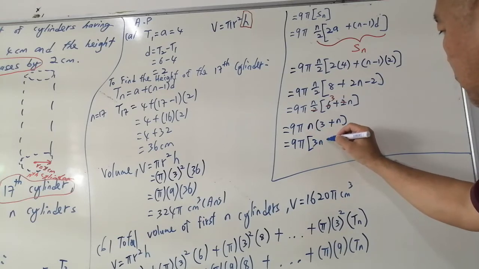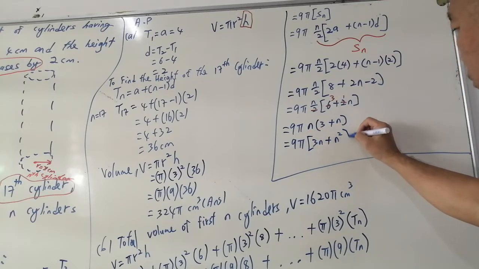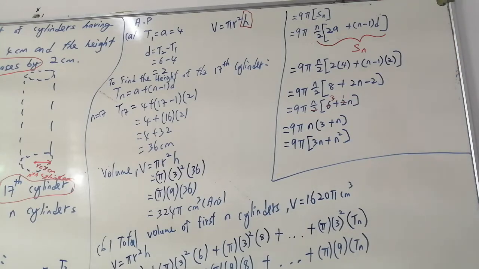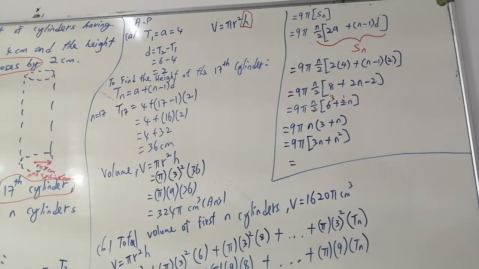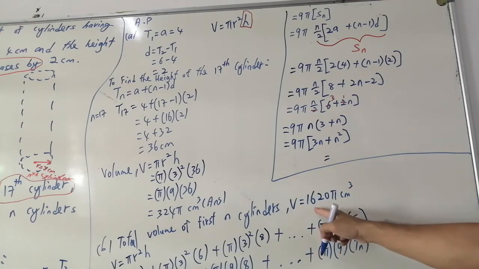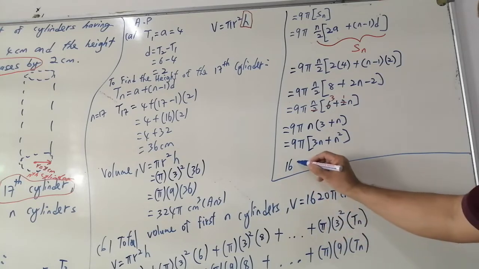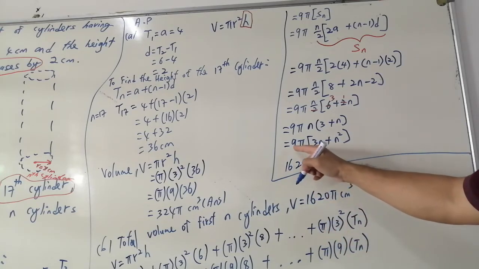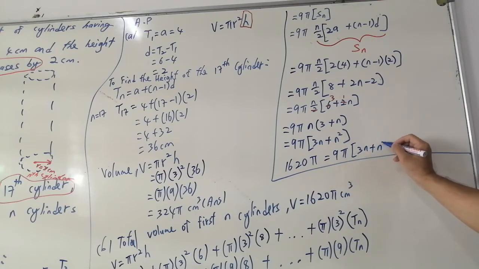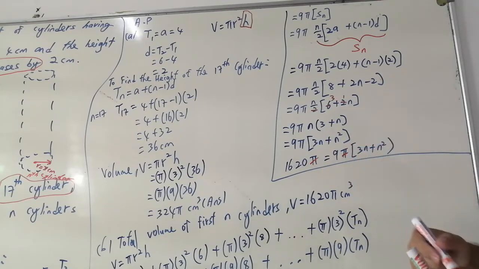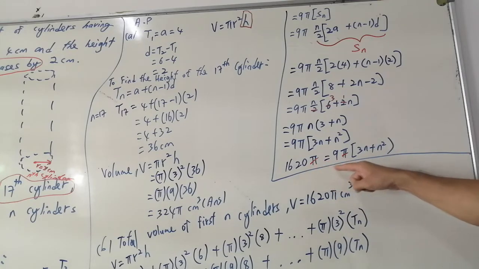3n plus n squared. Then this one is your total volume as well. So your total volume will be equal to how much? Your total volume equal to 1620 pi. So equal to this one, 9 pi times 3n plus n squared. Now pi and pi you can cancel out as well. When you shift the pi over to the right hand side it becomes divide, then you can cancel already.